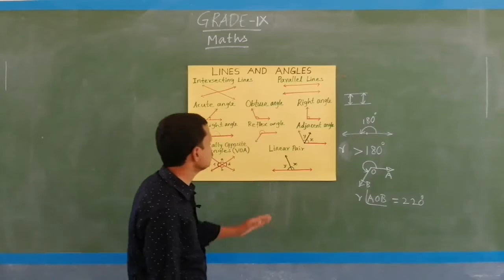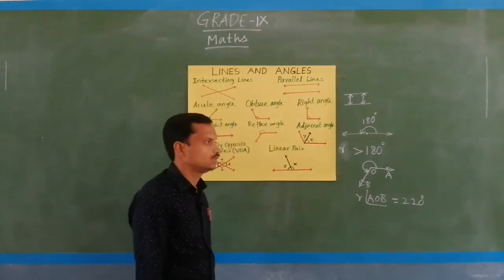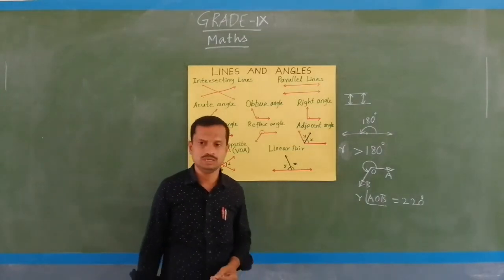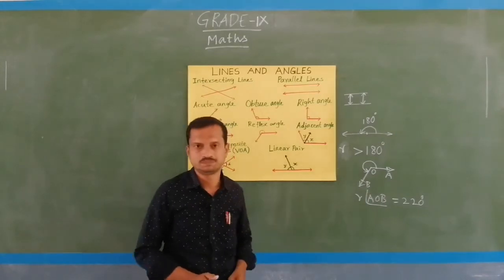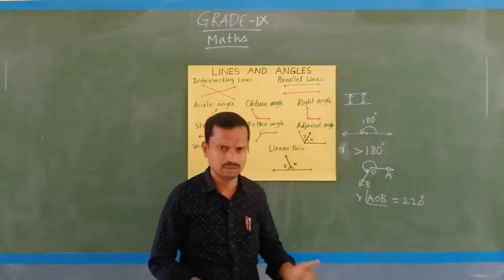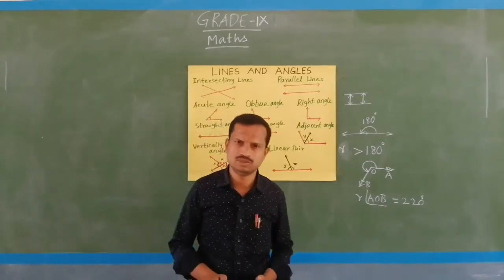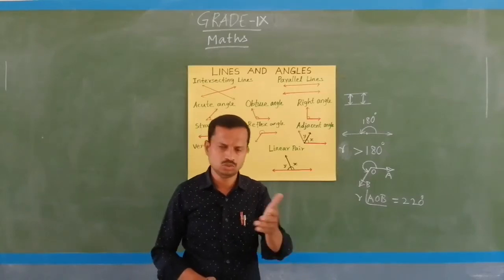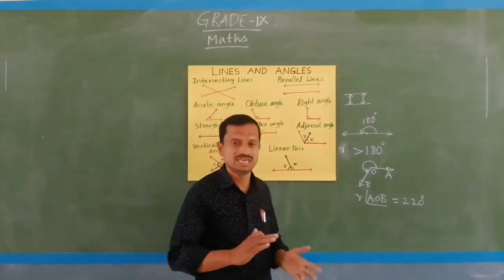And adjacent angle. What is called an adjacent angle? Adjacent means, if two people are sitting or standing closely, we can say one is adjacent to the other. Your neighbor's house is adjacent to your house. So an adjacent angle means a nearby angle.